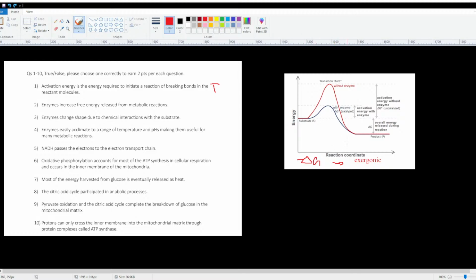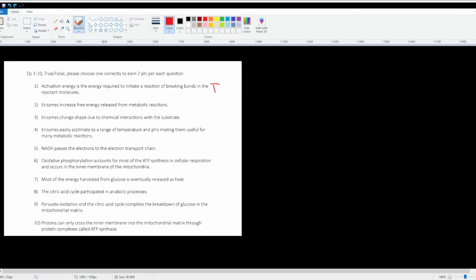However, there's no increase of energy, because the thing about enzymes as well is that it's the same chemical reaction. With or without an enzyme, it's the same chemical reaction. We're starting with the same reactants and we're ending with the same products, right? So there is no change in energy release. Therefore, number 2 will be false. Enzymes increase free energy released from metabolic reactions. That is false. Enzymes do not increase free energy.